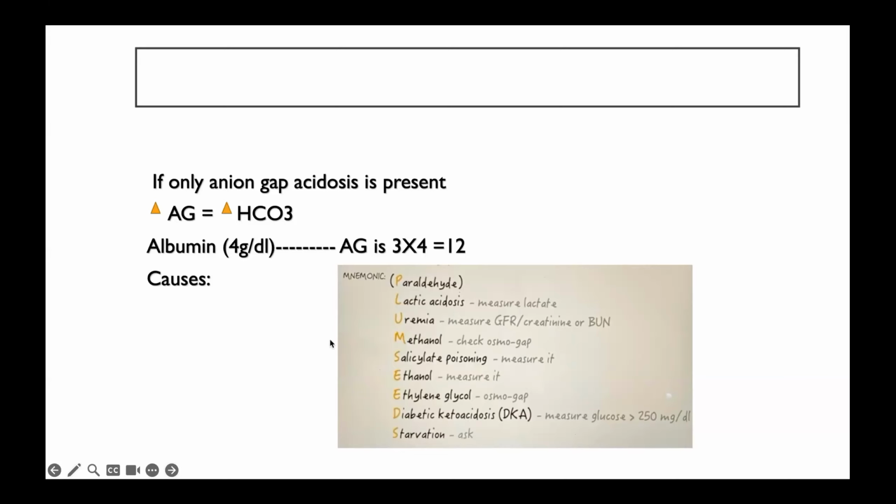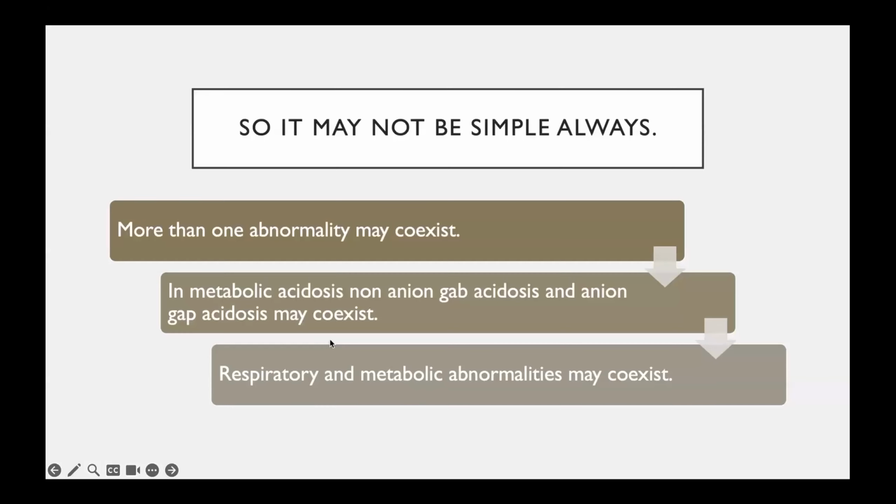But sometimes it may not be simple, right? More than one abnormality can coexist, especially in an ICU patient. There could be multiple acid-base problems in one patient. Then we'll have a big problem in identifying which problems the patient has got. Otherwise, our treatment and the outcome of the patient are going to be a problem.